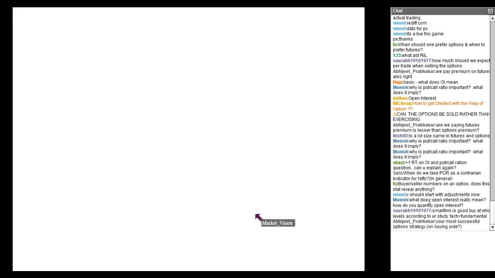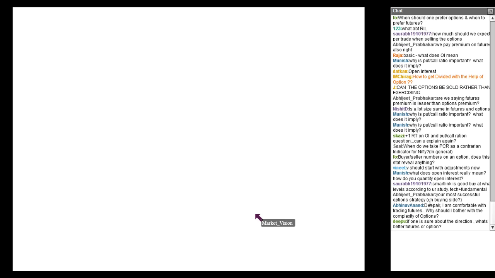My most successful options buying strategy, well, I was short through the 2008 fall, so I had bought puts. That gave me a very ridiculous return. I put in 4,000 rupees and made a couple of lakhs or something like that.